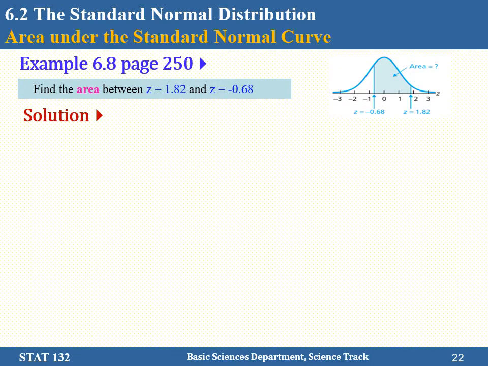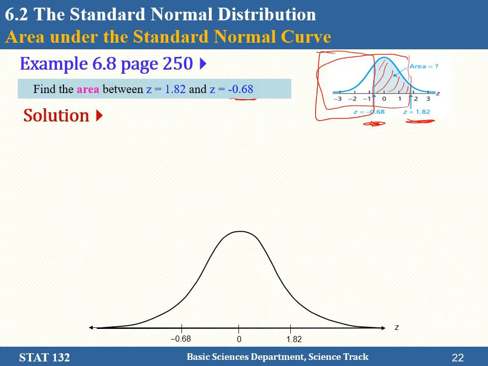Now there's a question like find the area between z equal to 1.82 and z equal to negative 0.68. And here is the situation, so we have to find this one. How can you find this one? First, you look at the left of 1.82, and then you look at the left of negative 0.68, and then you subtract them. So this is how we do it.